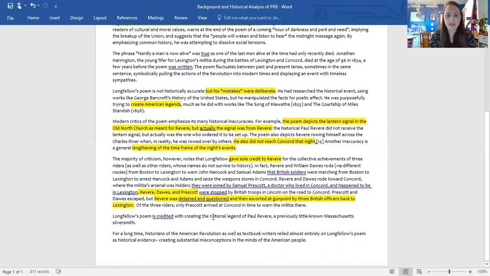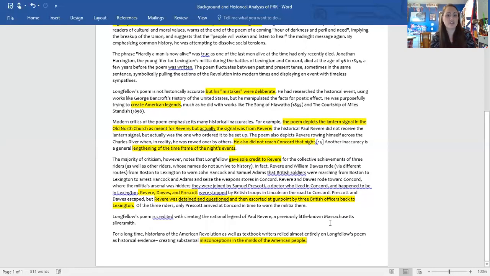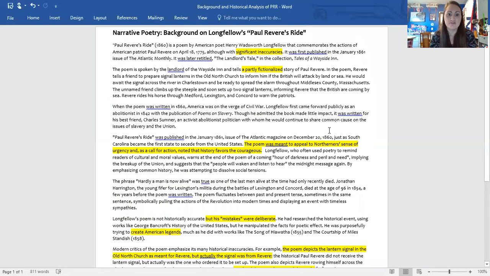Longfellow's poem is credited with creating the national legend of Paul Revere, a previously little-known Massachusetts silversmith. For a long time, historians of the American Revolution, as well as textbook writers, relied almost entirely on Longfellow's poem as historical evidence. Well, that's a problem. We just said that it had mistakes, it was historically inaccurate, but they relied on it because it was easily attainable, creating substantial misconceptions in the minds of the American people. Misconceptions, wrong ideas. So this is the background and historical information of the narrative, Paul Revere's Ride. I hope that you enjoy it as much as I do.